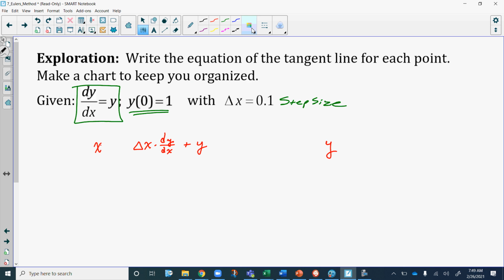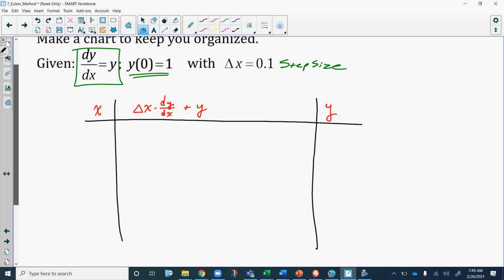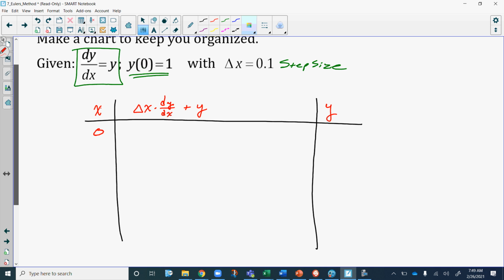So here we're going to just give ourselves some semblance of a table. Now it gives us our initial point: when x is 0, y is 1. So for the initial point, we don't actually do this because we were given the initial point. We start doing the stuff that I have in the middle column when we start getting our new points.